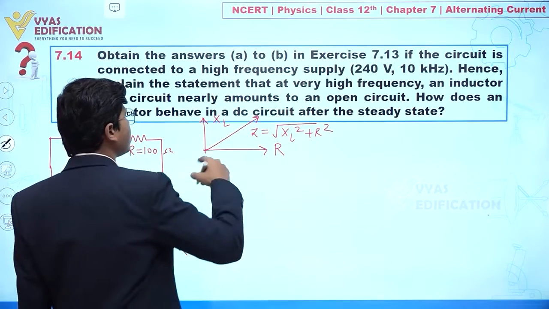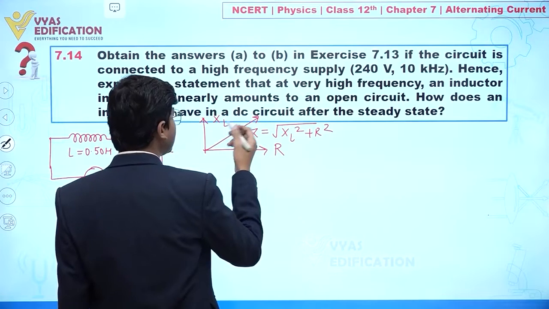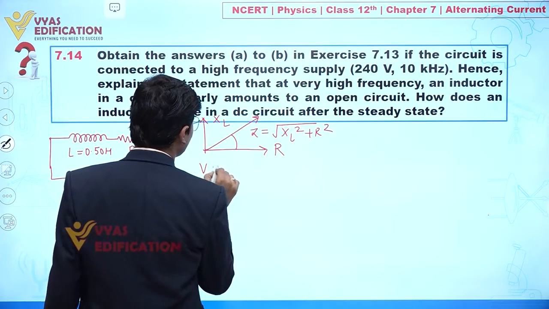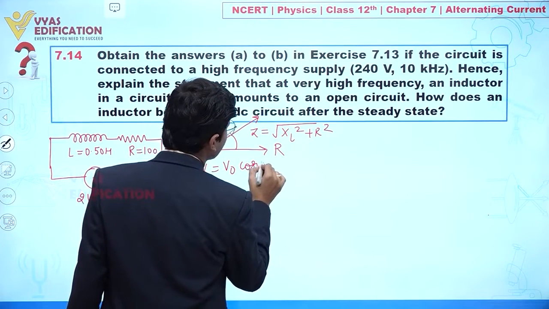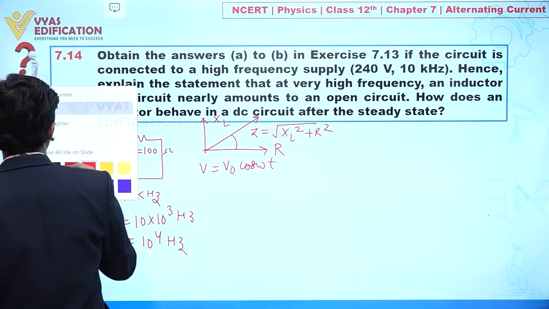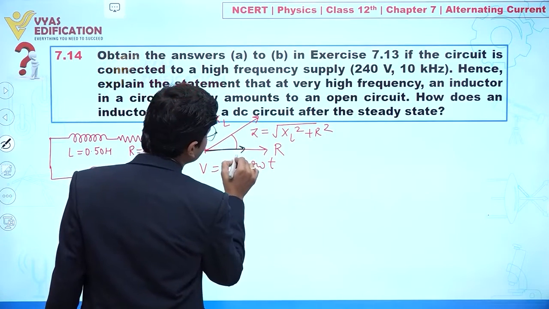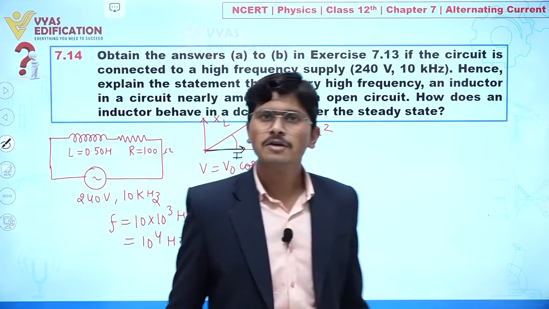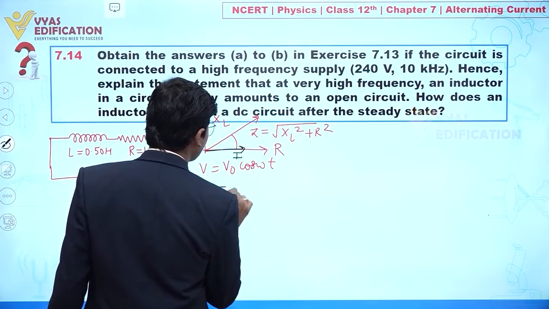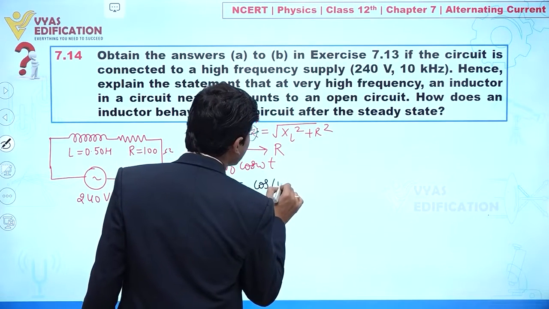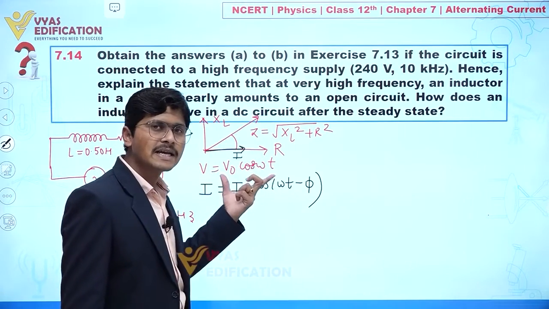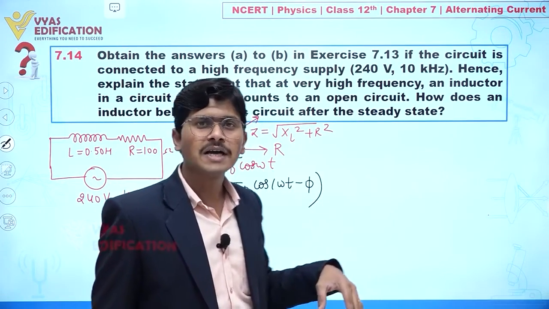Let's suppose this is omega t, or let's suppose this is representing a sinusoidal voltage, a variable voltage, V equal to V naught cos of omega t. Now we know the value of I is in the direction of R. It means I is also in the same direction, because in a purely resistive circuit current is in the same phase as voltage. So I can write I equal to I naught cos of omega t minus phi. You can see this current is lagging behind the voltage by a phase angle phi.